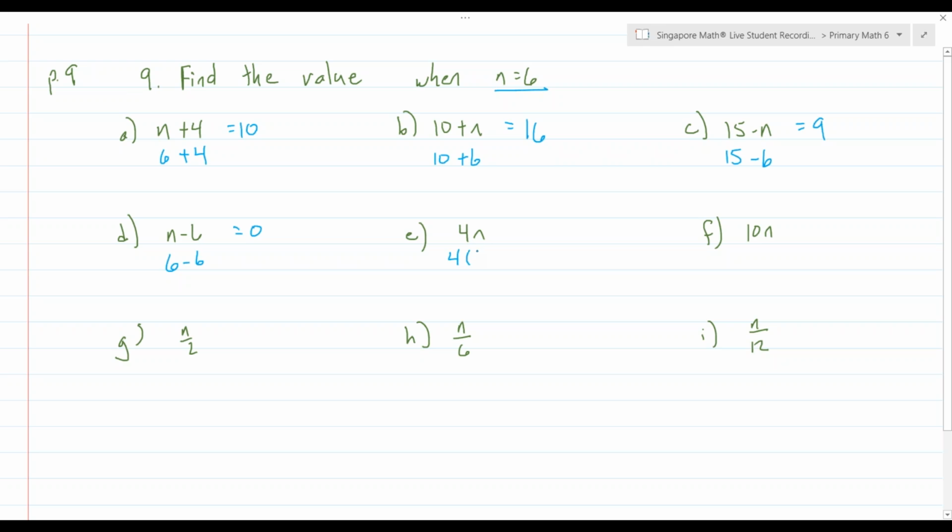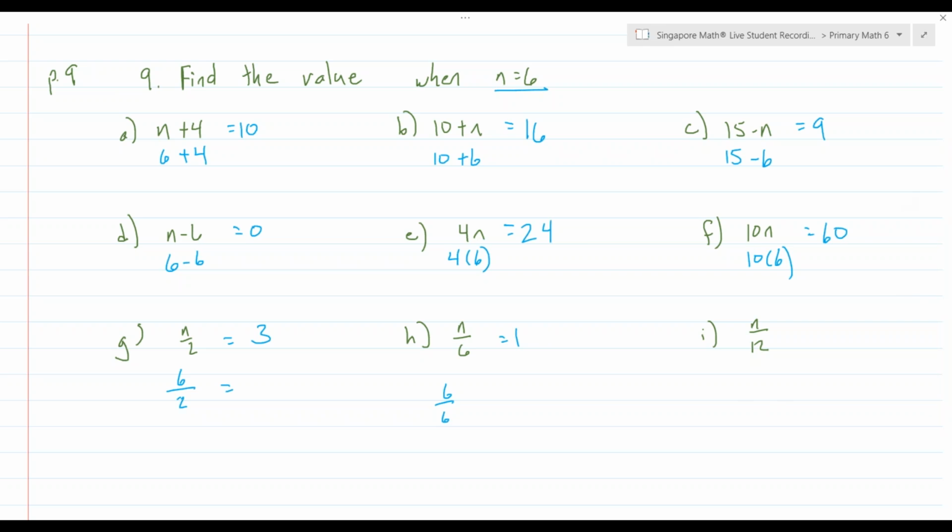4n means 4 times 6, certainly not 46, right? It's not just that you write a 6 next to it. This means 4 times n. So 4 times 6 is 24. 10n, same thing, means 10 times 6, that's going to be 60. N over 2, 6 over 2, a fraction always means division, and so when we divide 6 over 2, that's 3. N over 6, 6 over 6, a number divided by itself is 1.